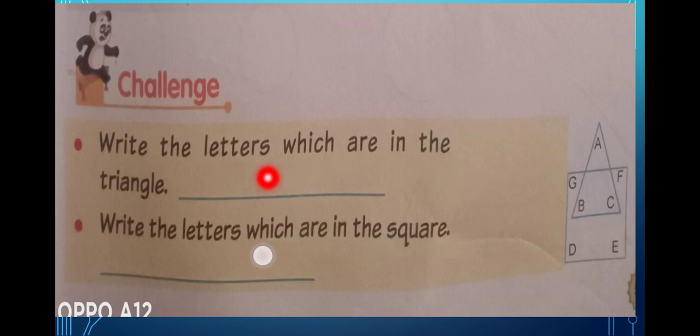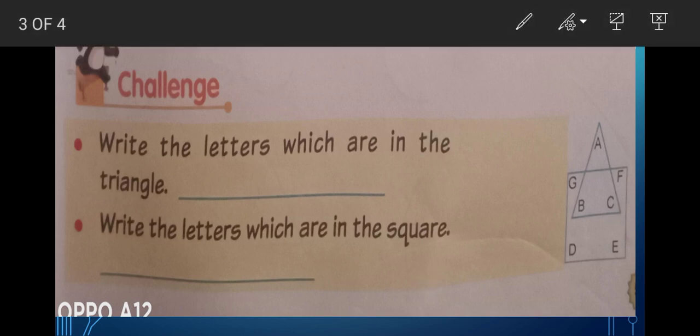Okay. So now what you have to do? You have to write the letters which are in the triangle. Oh, this is not a rectangle. They are writing it as a square. This is a triangle and this is a square. Alright. So let us find out how many letters are in the triangle. See, A is inside the triangle, B is also inside the triangle, and C is also inside the triangle, isn't it, children? Yes. Now G, F, then D and E are outside the triangle and inside the square.